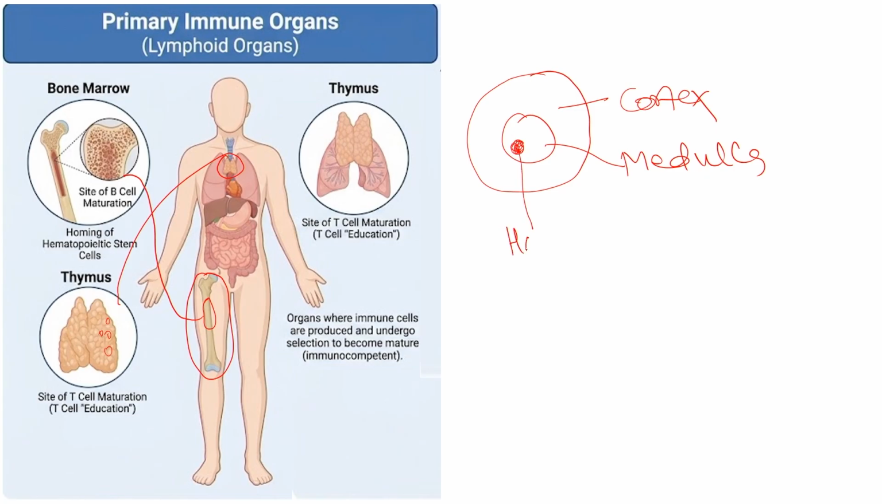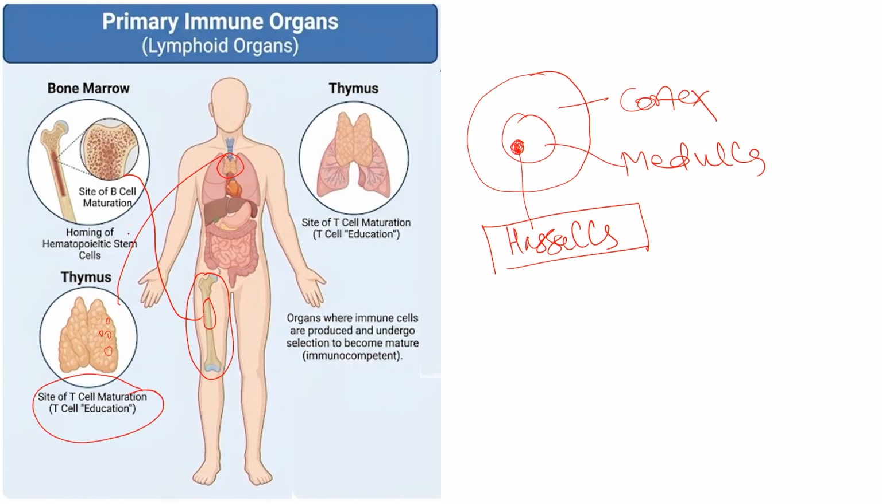These are called Hassall's corpuscles. Hassall's corpuscles are a specific area in the thymus located in the medullary region, marked by the degenerated cell population in the thymus. The thymus is critically the site for T cell maturation, and the bone marrow is the site of B cell maturation. So the B and T cell names come from bone marrow and thymus respectively. Colloquially, people use these terms based on the bone marrow and the thymus as the site for B cell and T cell maturation.